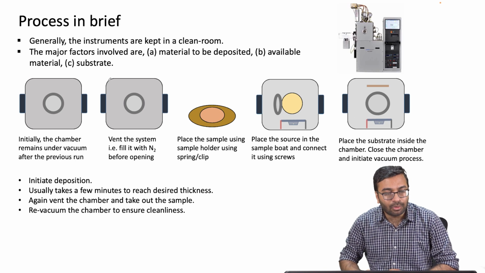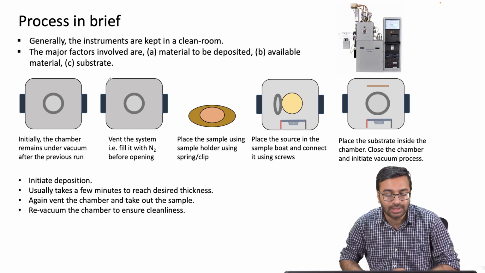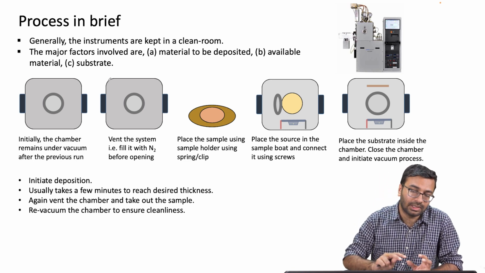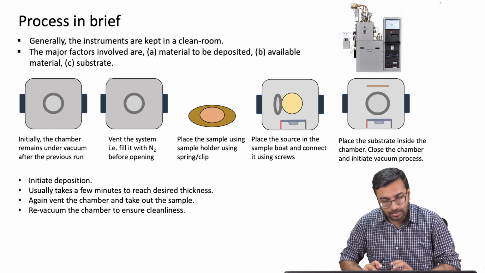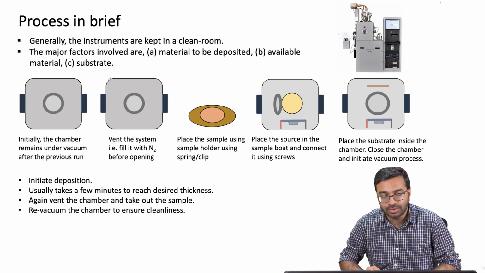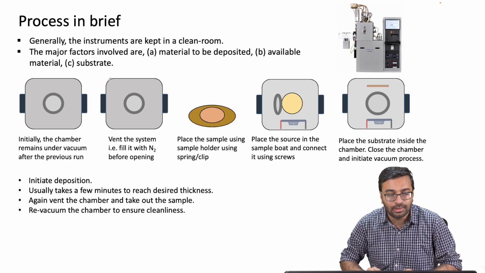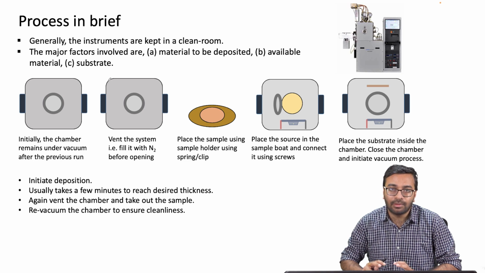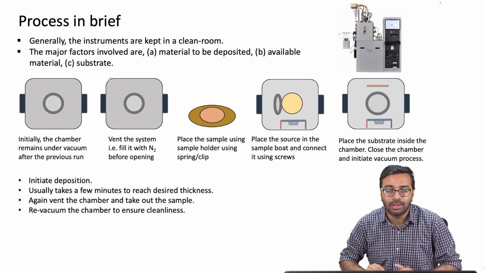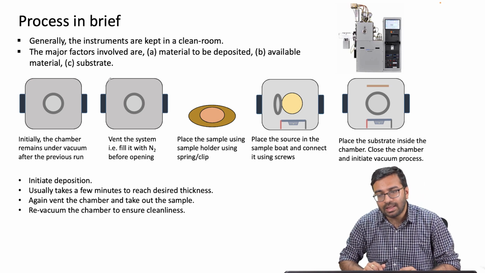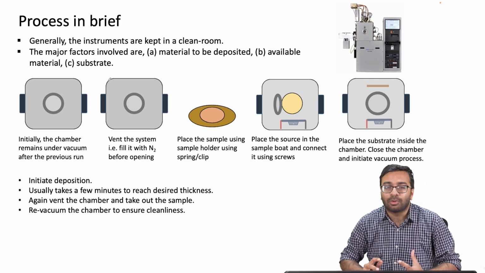Now here the process of deposition is described schematically in brief. So generally we keep that instrument in a clean room. Then the major factors involved are the materials to be deposited, the available material and the substrate. So you have to decide what should be the substrate where you want to deposit the material, and you have to decide what should be the source material, right? And then you have to start the process.